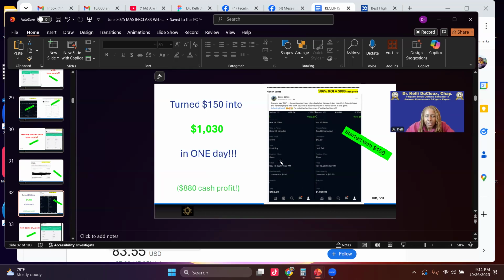Let's look at the receipt. November 18, 2020 at 11 a.m. November 18, 2020 at 2:27 p.m. That's what, 3 hours? 3.5 hours. All right. Made 586% return. So I ask y'all, do you have $150? If you got $150, then all you need to know is the skill set of how to do this. That's all you need. Okay.